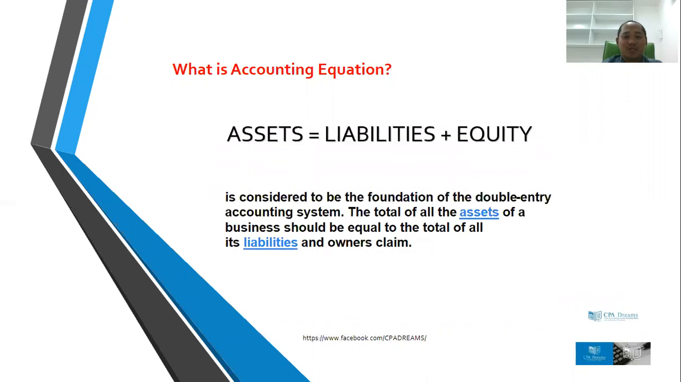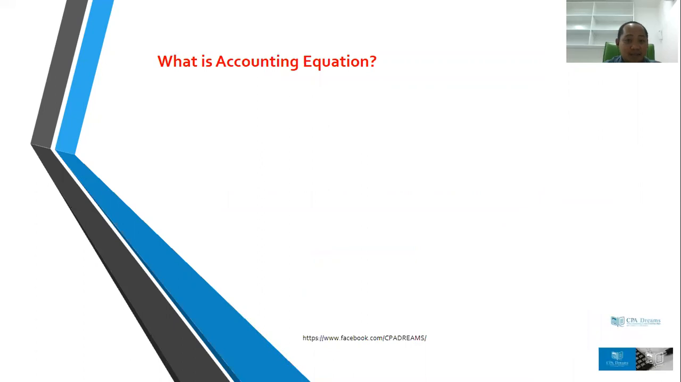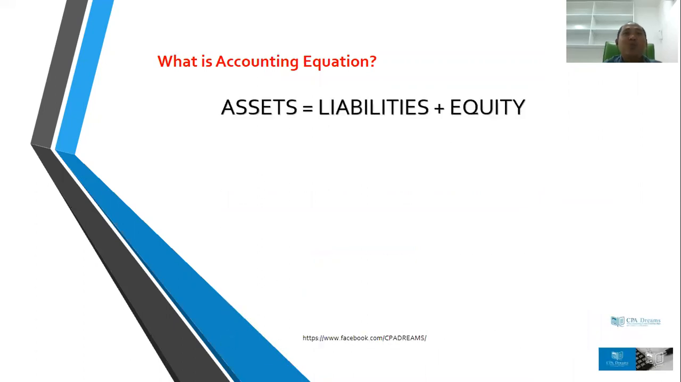What is the accounting equation? This is considered to be the foundation of the double entry accounting system, meaning the total assets of the business should be equal to the total of all its liabilities and owner's claim. So assets equals liabilities plus equity. We can rearrange this accounting equation, but you need to remember always that the right side should be equal to the left side, or the left side should always be equal to the right side.